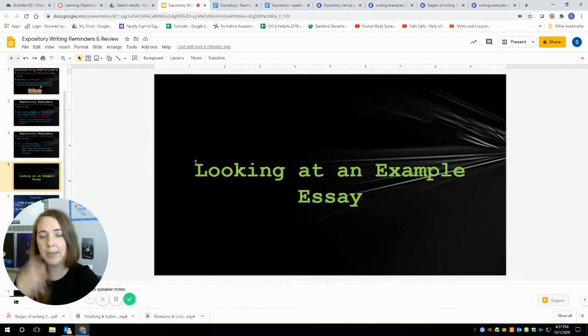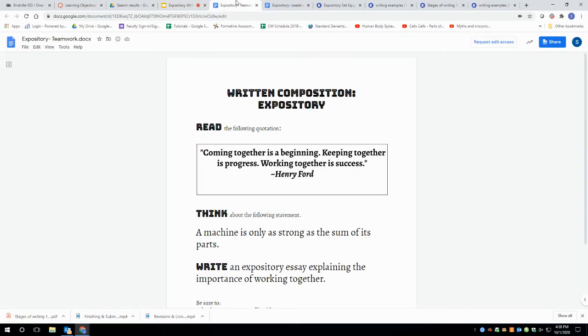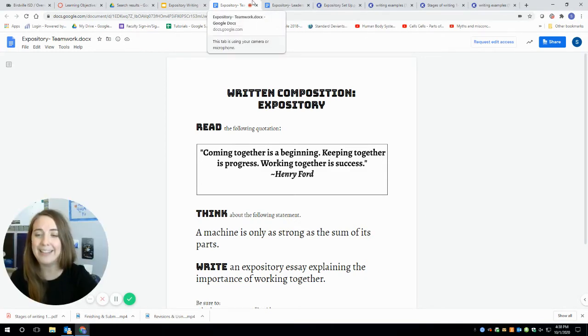So before we go on any farther looking at the rubric or anything, let's go ahead and look at some expository stuff and then look at the expository essay example. So the first two things I want to show you are examples of expository essay prompts. You guys are going to see one very much like this on any writing CBAs that we have, or anytime we write expository essays in class.